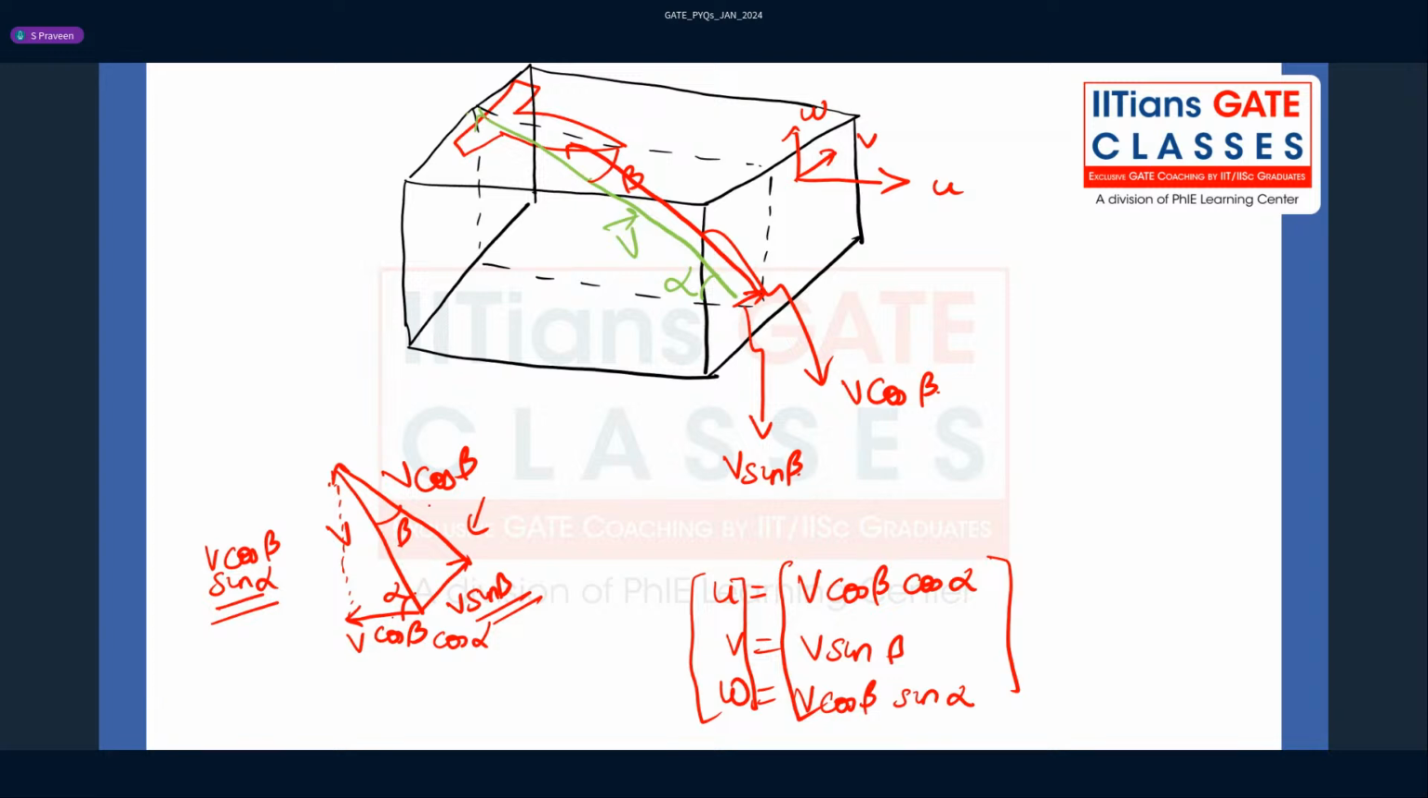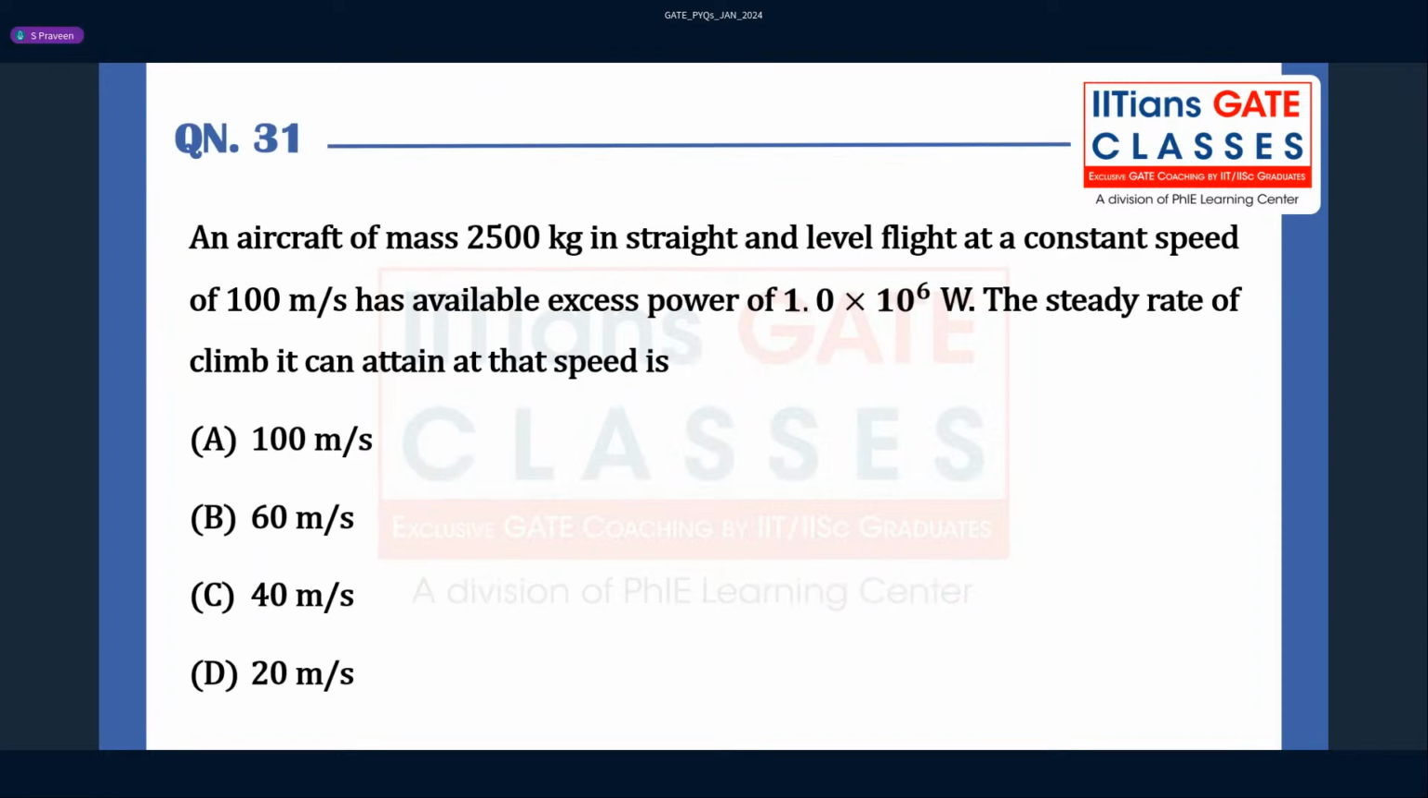So I'm projecting this. This will be V cos beta and V sine beta. Now I'm projecting this V cos beta along the horizontal axis, which is this one, which will be my velocity V cos beta cos alpha. And again, projecting this V cos beta with respect to the vertical angle, this will give me V cos beta sine alpha. Okay. So that's what we have for the velocities in here. Hope you guys don't have any doubts in this. Okay. Then let's go to the next question.